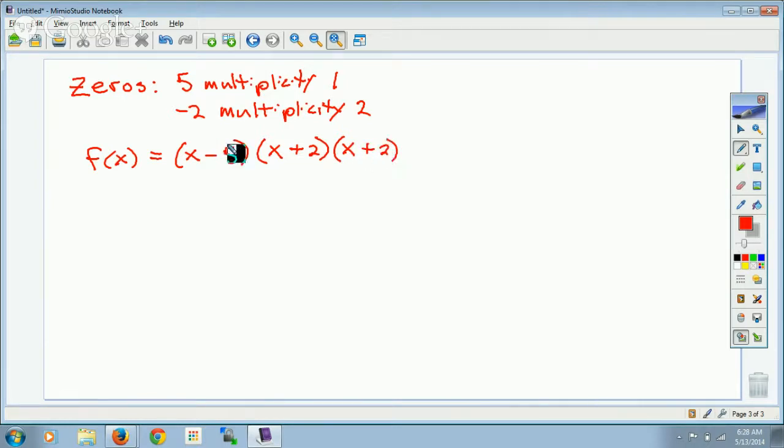And you could either write it like that, or you could say this is x minus 5 times x plus 2 squared.